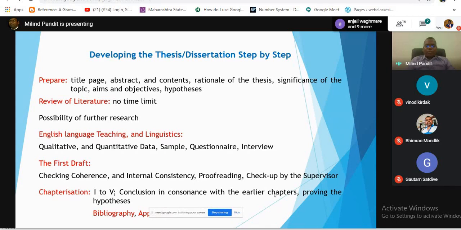Suppose I have produced as many as 300 pages. First of all, I have to think what is to be deleted and what is to be maintained. And after that, whatever I have written, I should check whether it maintains coherence and internal consistency. Is my writing consistent with my topic? If the topic is clear to me, I can easily test it.